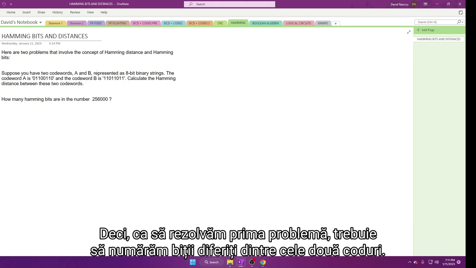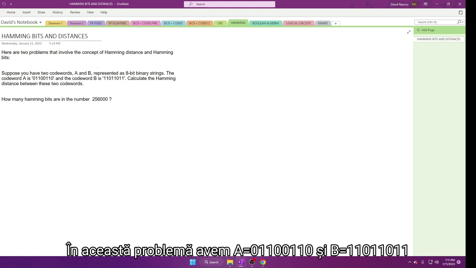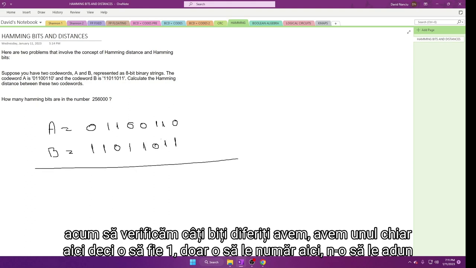So, to solve problem 1, we need to count the number of bits that are different between the two code words. The Hamming distance between two code words is the number of bits that are different between them, right? So in this problem we got the code word A, which is 0 1 1 0 0 1 1 0, and we have code word B, which is 1 1 0 1 1 0 1 1. Let's check for how many different bits we have.